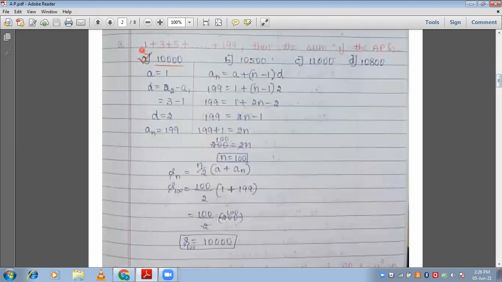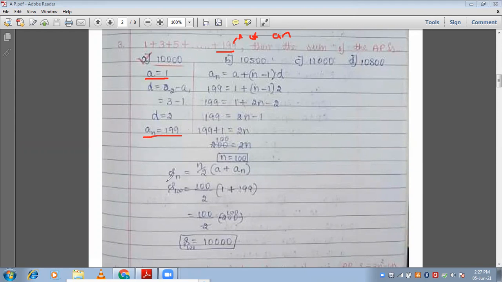Third question. 1 plus 3 plus 5 plus dash dash dash plus 199. Then the sum of the AP is dash. You need to find out the sum. The last term is present here. So we consider this last term as L, that is an. So here I took an. An is equal to 199 and a is equal to 1, the first term. D is equal to a2 minus a1, 3 minus 1 is equal to 2.